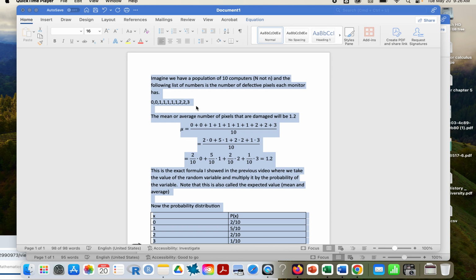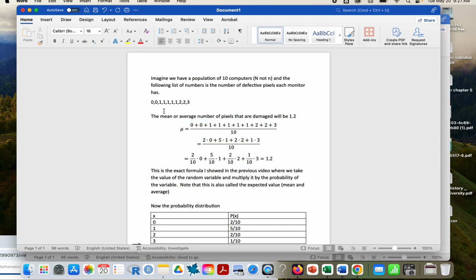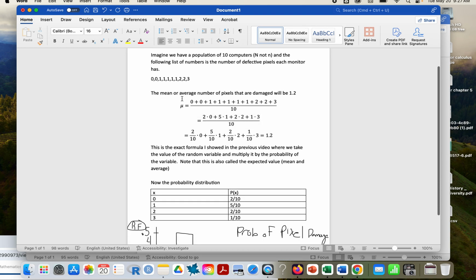So there's 10 monitors. The first monitor has no pixelation issues. The second monitor has no pixelation issues. The third monitor has one pixelation issue, and so forth. Now, the mean or the average number of pixels that are damaged will end up being 1.2. Well, let's show you how to get there.